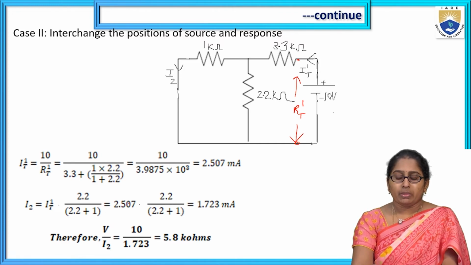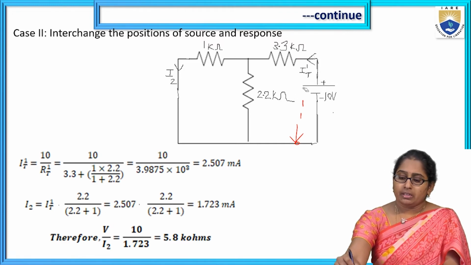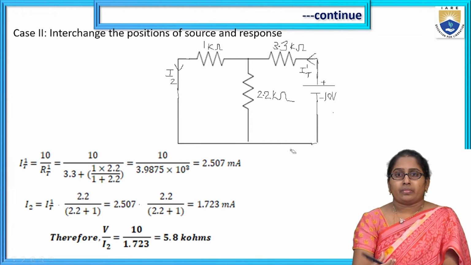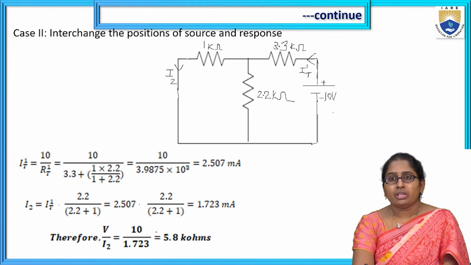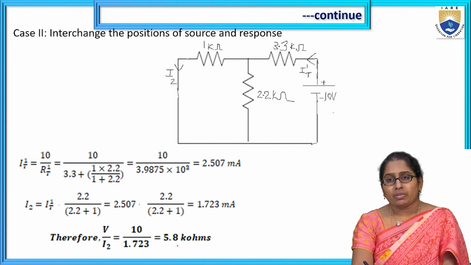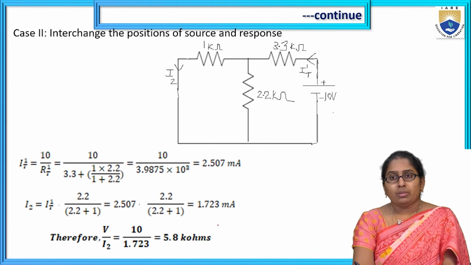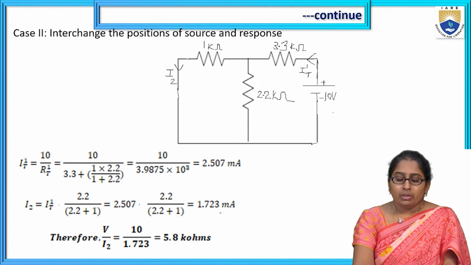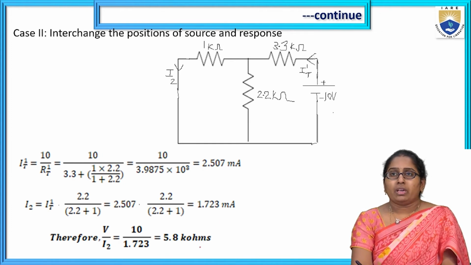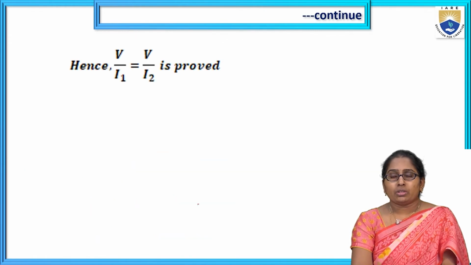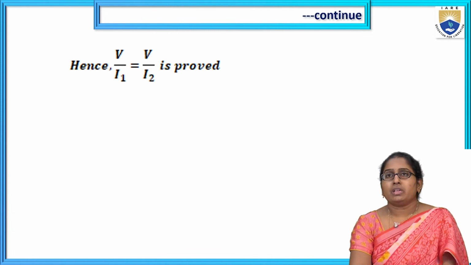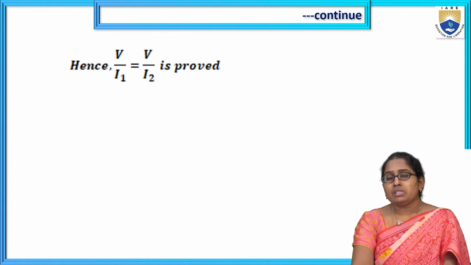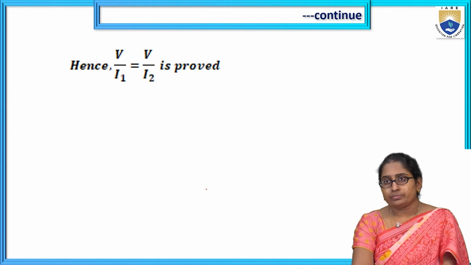Finally, the ratio V by I2 is calculated: 10 by 1.723 milliamperes, which gives 5.8 kilo ohms. That is the V by I2 ratio. So finally, we can see that V by I1 is equal to V by I2, which is proved. So for this given problem, that is how the reciprocity theorem is verified.